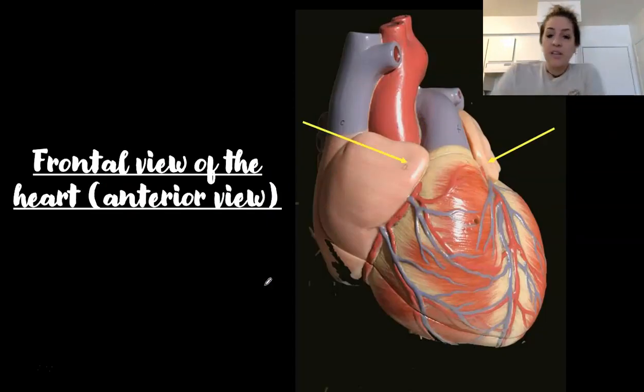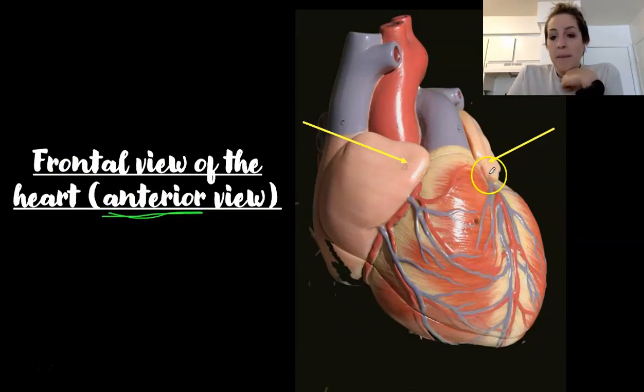Okay, let's begin to identify some major landmarks here. So again, this is the frontal view, or rather the anterior view of the heart. We could tell that this is the anterior view of the heart because there is that sash that comes down right here.